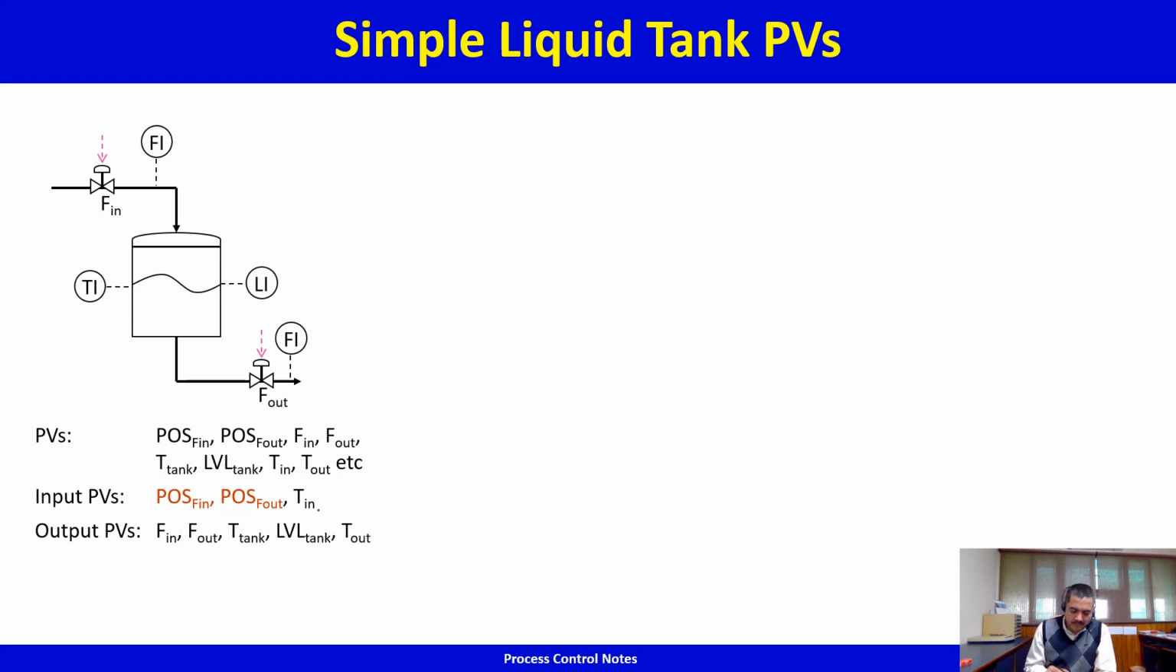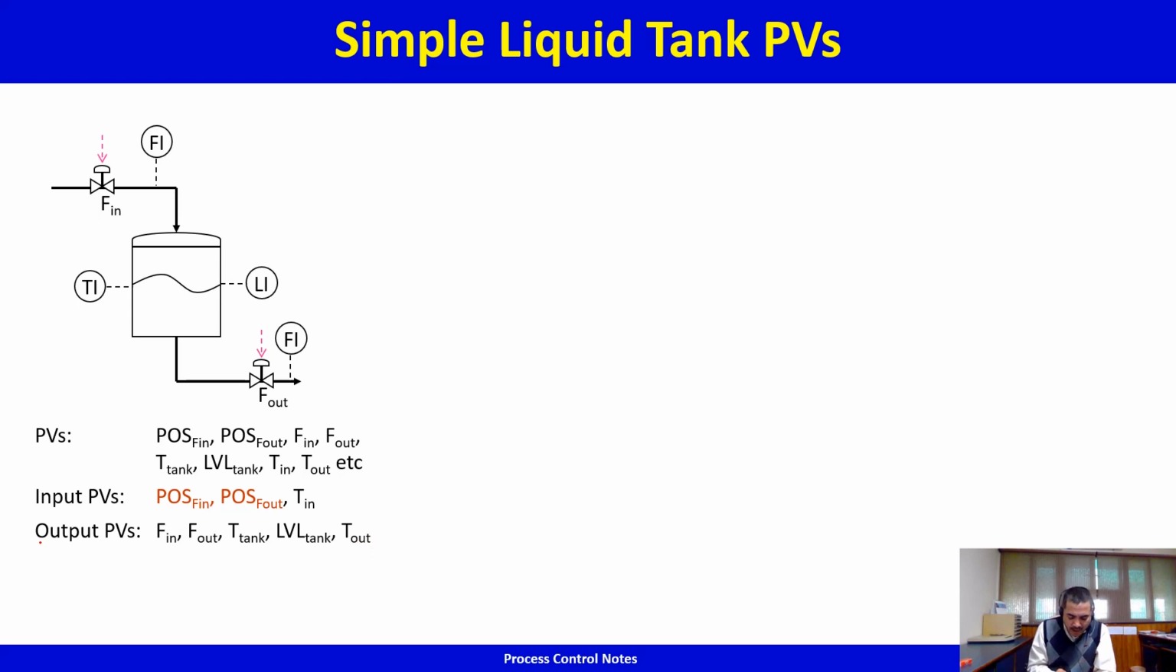The output PVs are a consequence of, or affected by, changes in the input PVs. So if you change the position of the F in valve, F in changes. If you change the position of the F out valve, F out changes, and so on and so forth. In response to these changes, the level changes. If the temperature of the inflow stream changes, T in changes. You could also include other process variables such as the ambient temperature, which determines the heat loss across the tank, which in turn affects the temperature of the liquid in the tank. So output process variables are F in, F out, T tank, level of the tank, T out.